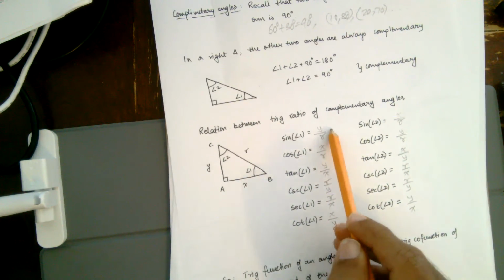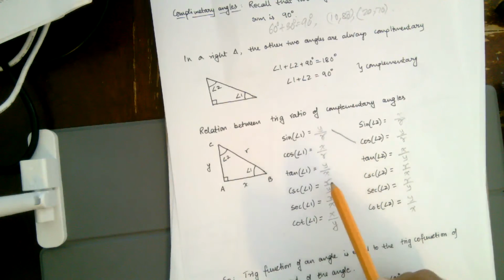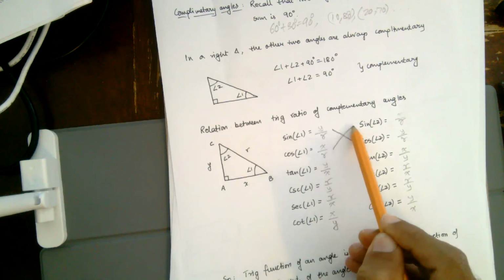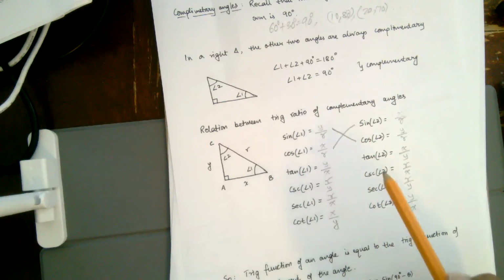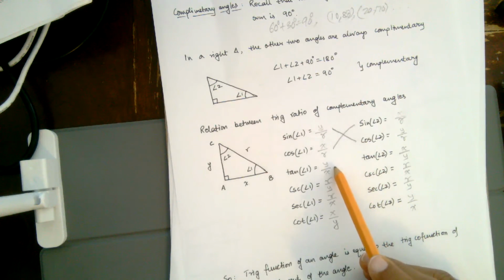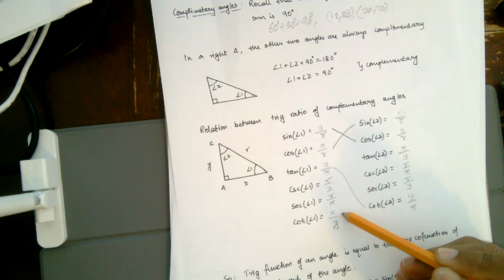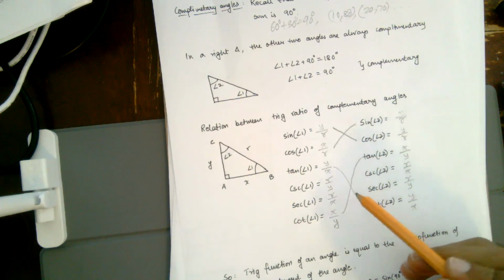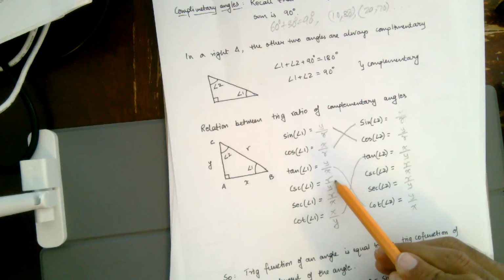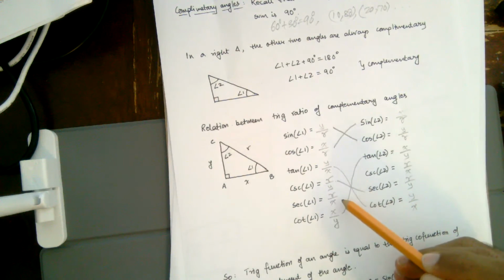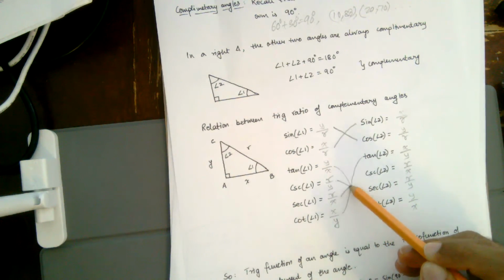Notice sine 1 equals cosine 2, and cosine 1 equals sine 2. Tangent 1 equals cotangent 2, and cotangent 1 equals tangent 2. Cosecant 1 equals secant 2, and secant 1 equals cosecant 2.